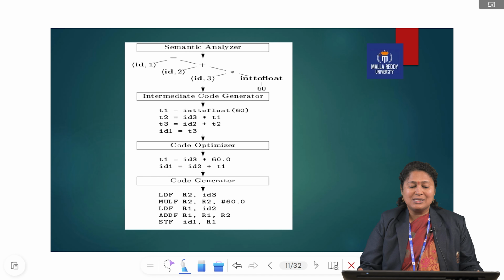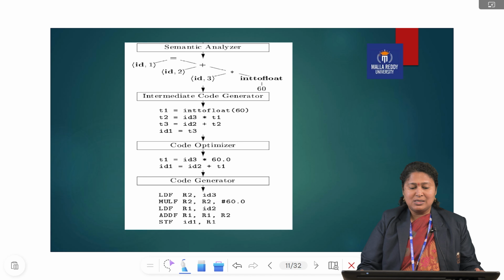T1 and T2 are combined and directly written as T1 is equal to ID3 into 60.0, that is a floating value. So instead of using one statement to convert to float, we directly write 60.0, which is a float value, and directly multiply it with ID3. And again, instead of storing the result in temporary variable T3 and assigning that value T3 to ID1, it directly stores the value into ID1 by adding ID3 plus T1. So this is the code optimizer output.